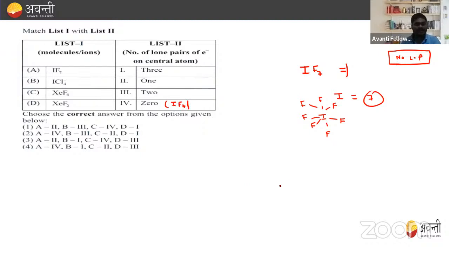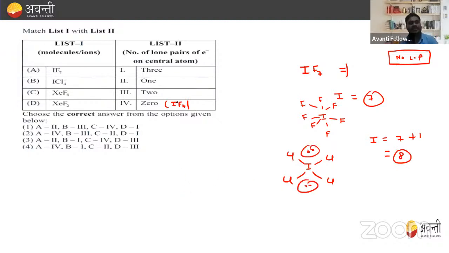Now, ICl4 negative. It means I with Cl, Cl, Cl, and Cl. I has 7 electrons. ICl4 negative means 7 valence electrons of iodine plus 1 for the negative charge, that is a total of 8 electrons. Out of 8, 4 electrons are bonded, so how many lone pairs? 2 lone pairs. So ICl4 negative has 2 lone pairs. Now, XeF2. So we all know XeF6.